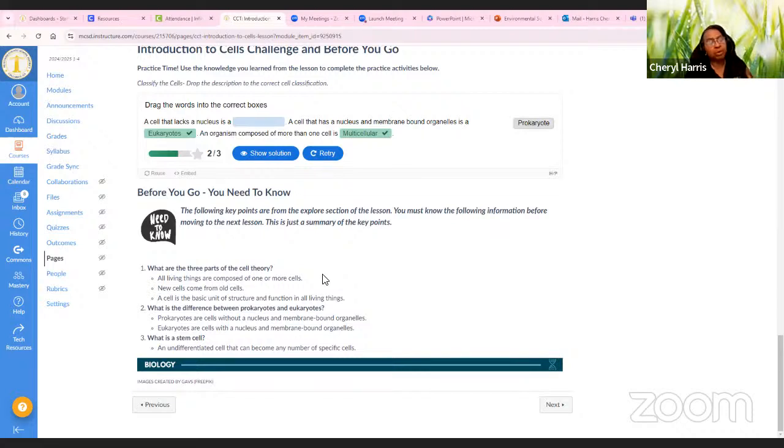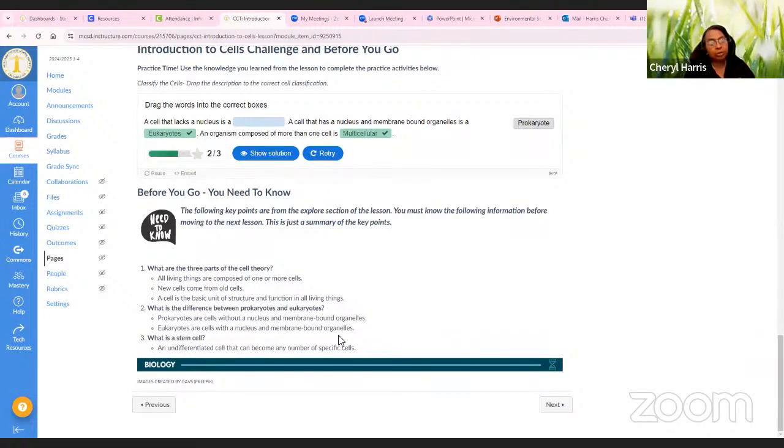New cells come from old cells, and a cell is the basic unit of structure and function for all living things. Not only are all living things made of cells, but the cell is the basic place for structure and function. You are held together by cells. You are functioning because your cells function properly. And here are our two vocabulary words, prokaryotes and eukaryotes.